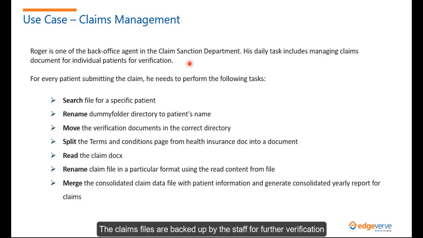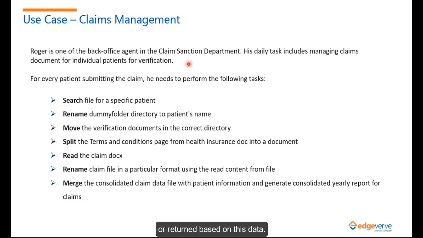The claim files are backed up by the staff for further verification that has been entered into the system are automatically scanned to show whether they will be rejected or returned based on this data. Then a consolidated Excel is generated which provides a detailed report on user who claimed for health insurance charges is denied or verified.